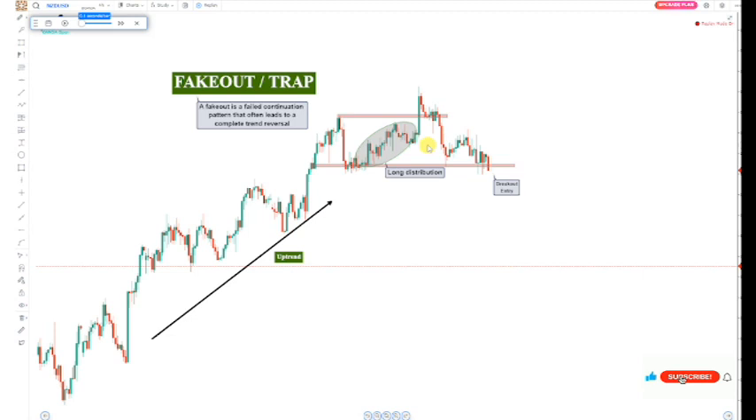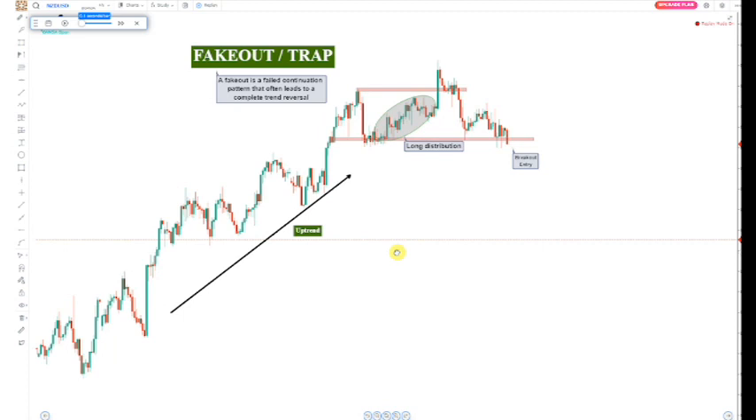So the second chart pattern is fake out. Fake out is a trend continuation pattern that leads to complete trend reversal. Whenever you find this setup in your chart, just be aware that this uptrend is about to reverse totally. Looking at the formation, the price was in a clear uptrend.